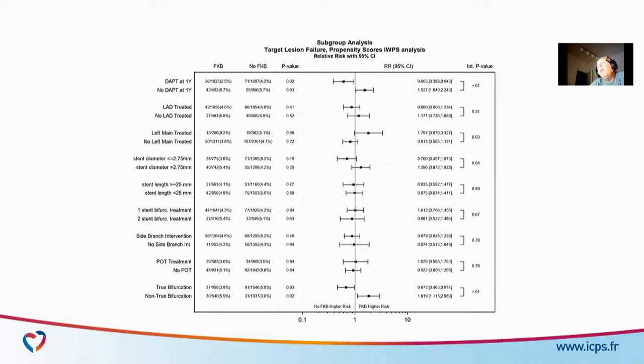The story for KBT is a bit different, and we have two types of interaction. One is with DPT, meaning when you have DPT at 1 year, absence of KBT is related to a higher risk. And when you have a true bifurcation, the absence of KBT also is related to higher risk.